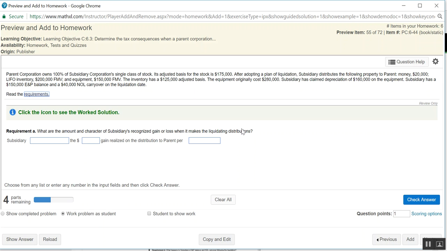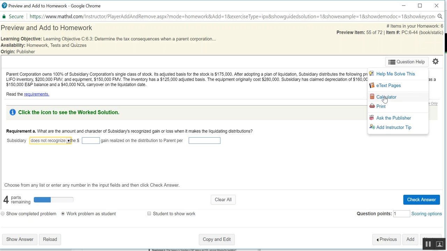What are the amount and character of the subsidiary's recognized gain or loss when it makes the liquidating distribution? First of all, our choices are that the subsidiary either does or does not recognize the gain that's realized on the distribution to the parent. And we'll have to calculate the realized gain on the distribution. But what do we know about 332? It tells us that the distribution of the property in liquidation of the subsidiary is not going to be recognized. So then we have to calculate what the realized gain is.